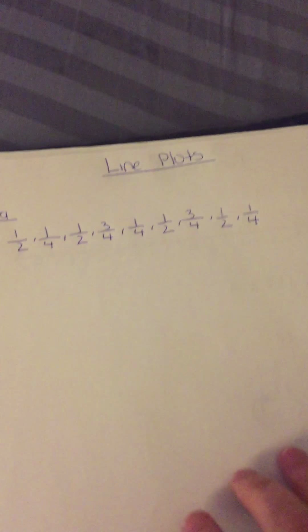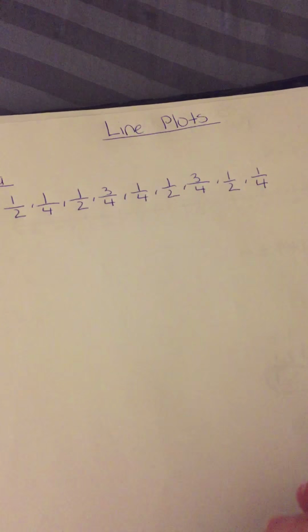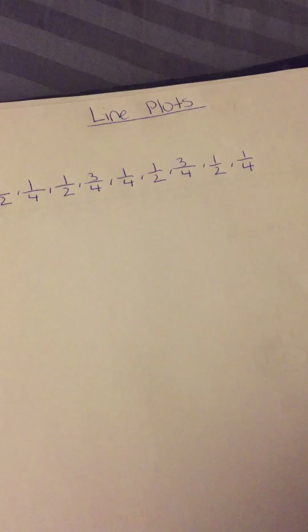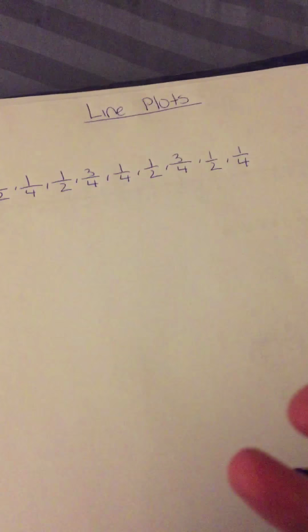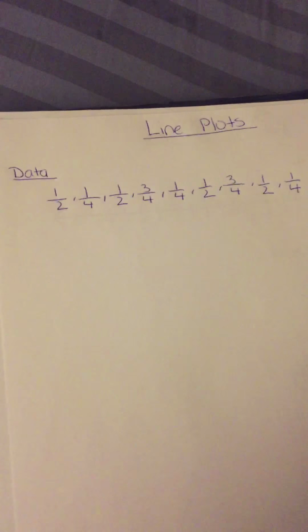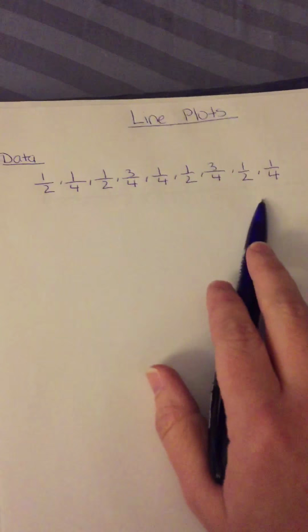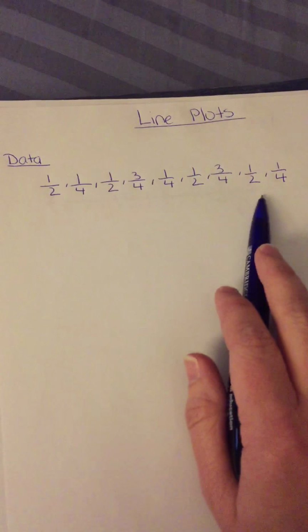This video is on line plots. A line plot is a type of graph that can help you see the frequency of data within a series of data. For example, here I have a set of data points. I have 9 data points listed.